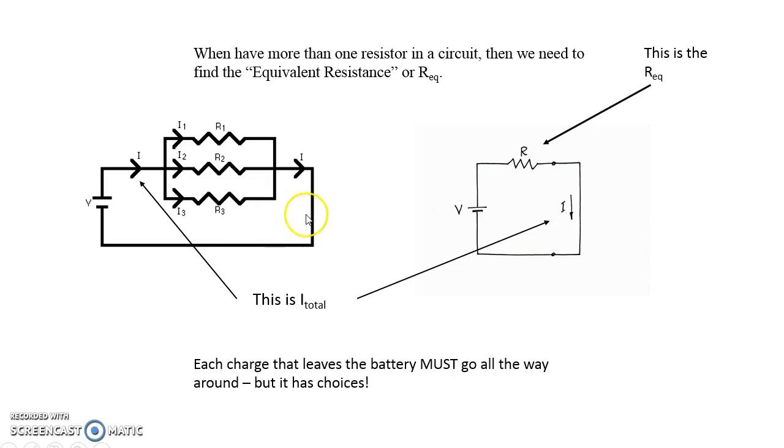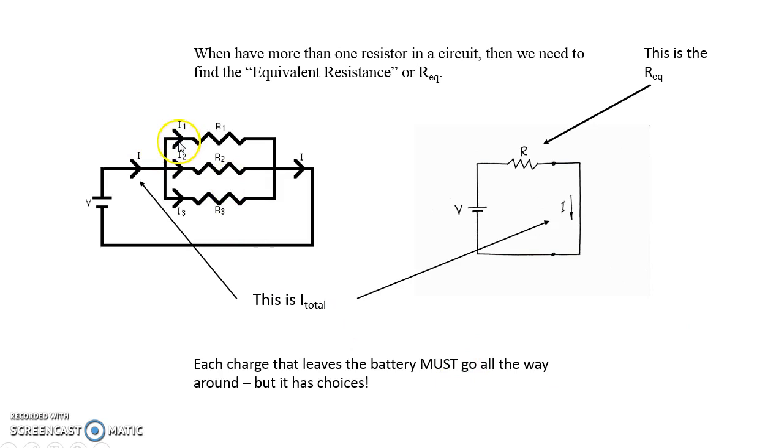And our goal right now, just like it was with series circuits, is to change this complicated circuit into a simple one that just has a battery and a resistor. And this is really REQ. I just got the picture from somewhere else. But this is REQ, this is V total, this is I total. Okay, so hopefully that makes sense.